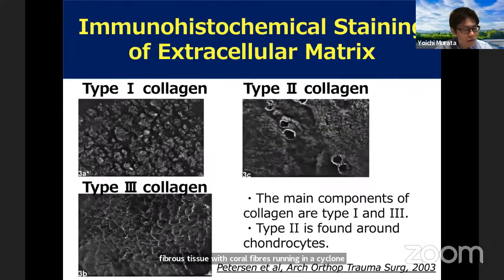This demonstrates immunohistochemical staining of the extracellular matrix. The majority of collagen fibers are stained with antibodies against type 1 collagen. Additionally, immunostaining for type 2 collagen showed positivity in the pericellular matrix of the fibrocartilage cells.